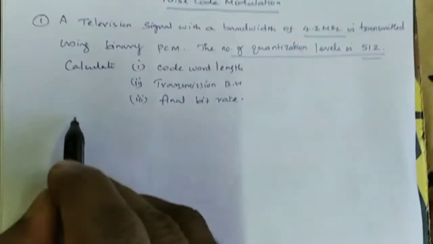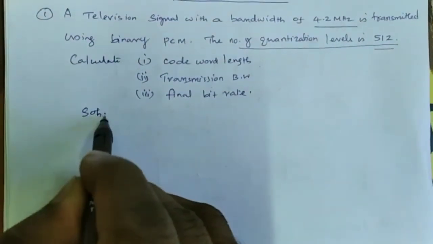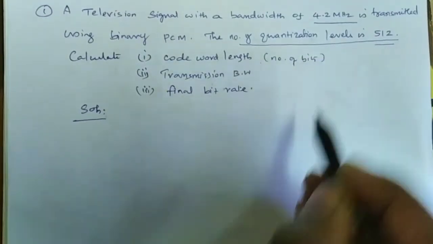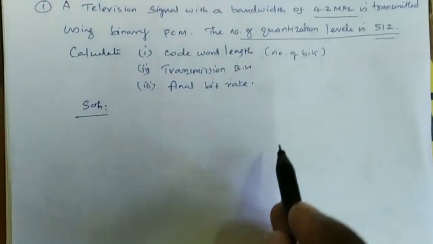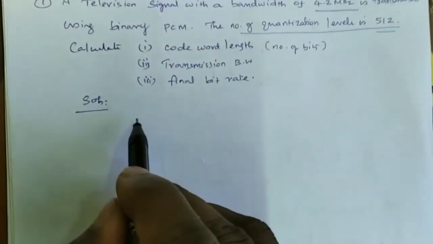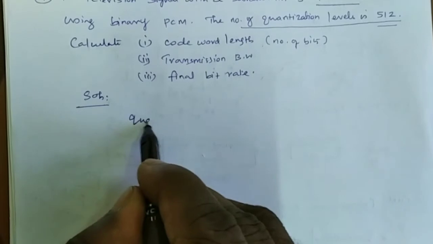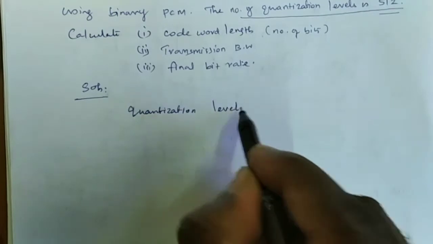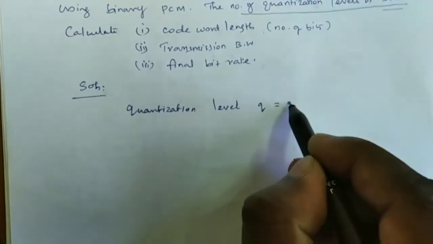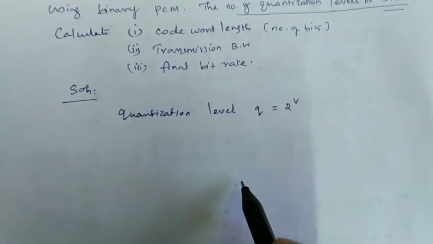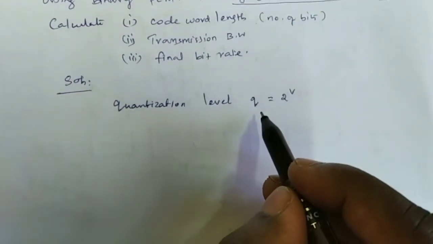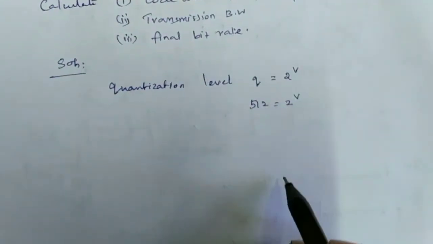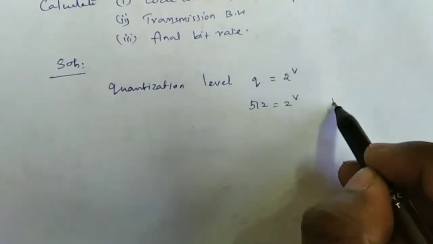So code word length is nothing but the number of bits to represent the quantization levels. There is a formula: quantization levels, denoted as Q, is equal to 2 power V. Here the given quantization level is 512, equal to 2 power V. Therefore we substitute values for V.